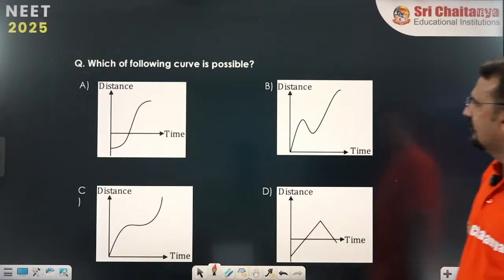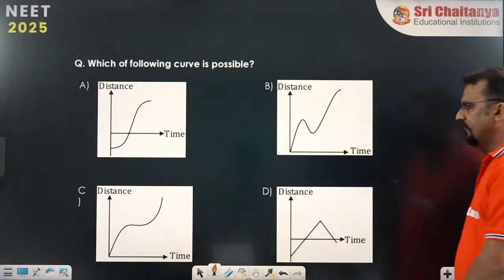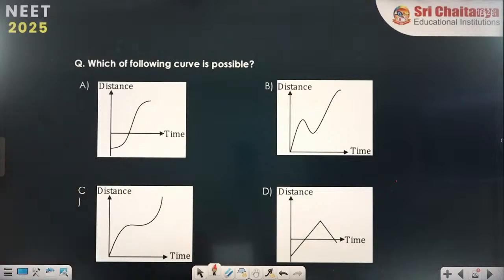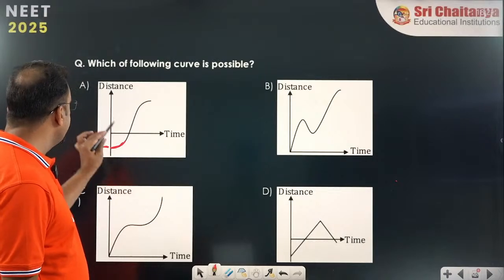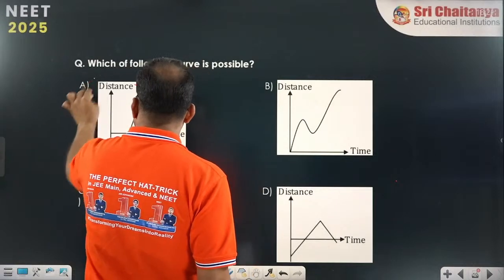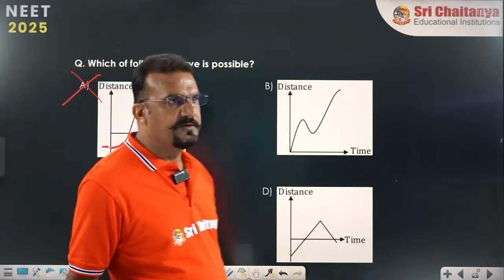You tell me, student, which of the following curves is possible? Because you got the idea of whatever I taught you, you can answer this question. Let us take them one by one. In the first graph, what is the problem? Distance is negative, and distance can never be negative, so this option is wrong. This graph is never going to be possible.